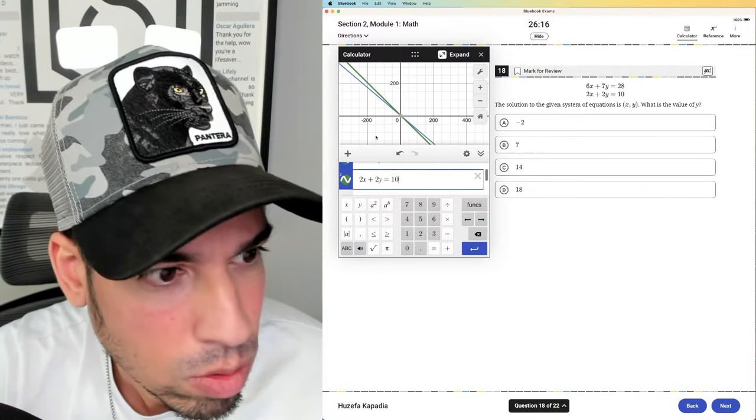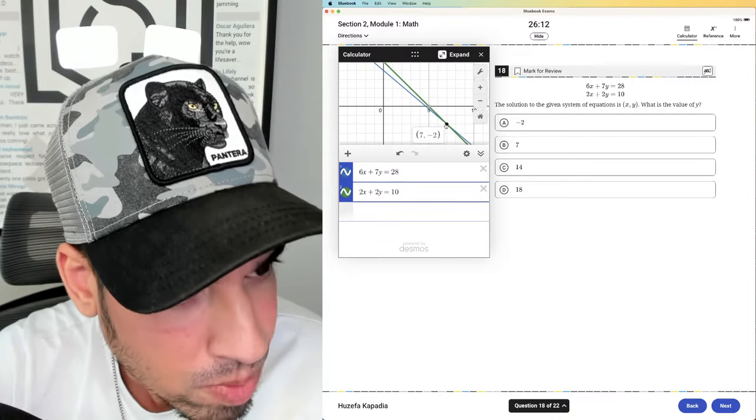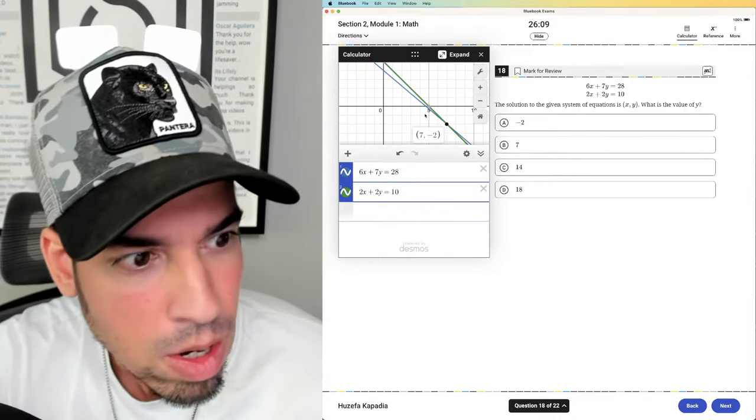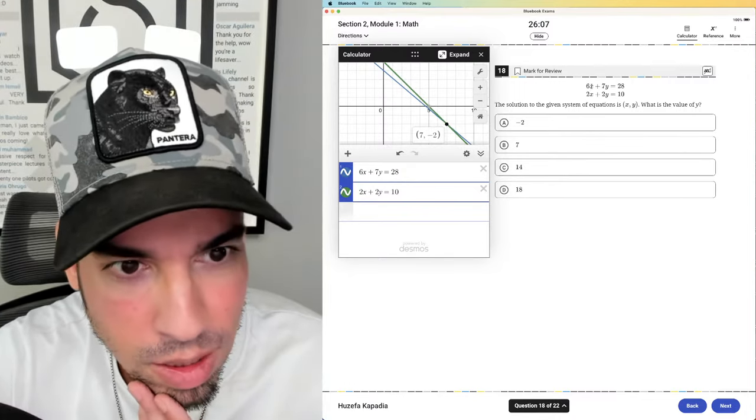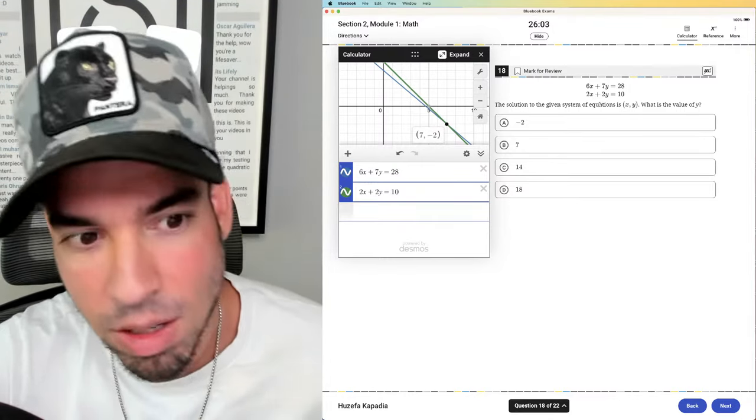But anyways, look, graph the two equations. The solution is where they intersect, which is right here. 7, negative 2, the answer is negative 2. And if you want to double check, if you're unsure, plug it in. 42 plus negative 14, 28. 14 plus negative 4 is 10. It works. Okay.